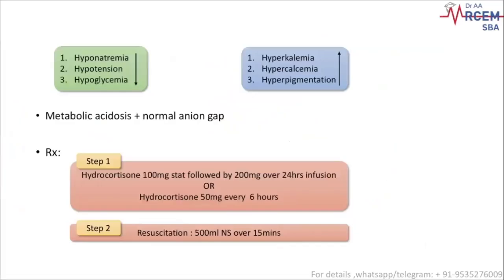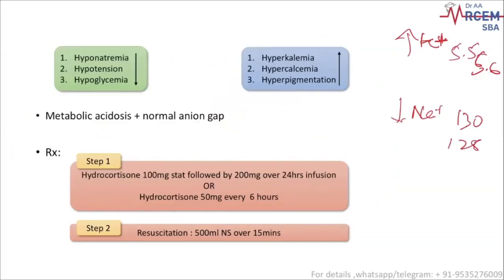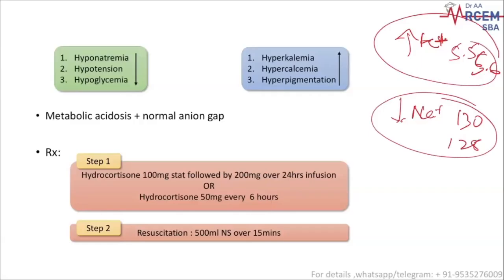What are the lab diagnoses? The important one is that the potassium will be on the higher side. For example, it will be 5.5, 5.6 in that range. Sodium will be on the lower side. For example, 130, 128 in that range. So potassium and sodium will be in opposite directions. You need to remember sodium and potassium are in opposite directions.